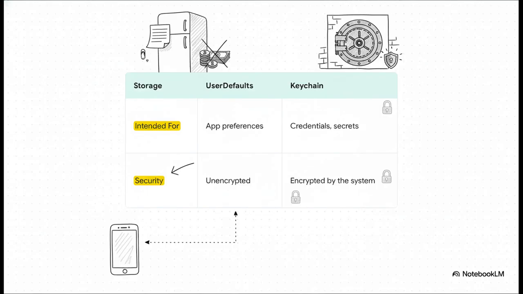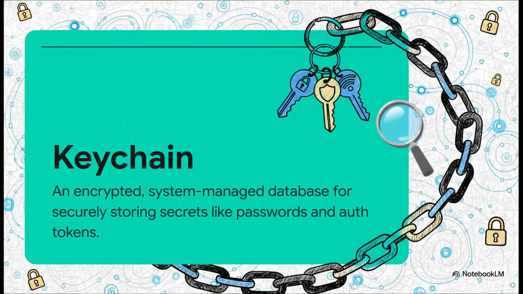And I love this analogy because it says it all, really. Using user defaults for a user ID is like writing your PIN number on a sticky note and putting it on the fridge. Yeah, it's easy to find, but it's not secure at all. The keychain, on the other hand, that's like a secure bank vault. It's encrypted by the system, and it's built from the ground up to store secrets. So, this is our secure vault. The keychain is the one and only correct professional place to store that user's ID. It's what's going to let us safely remember their session every time they come back to the app.